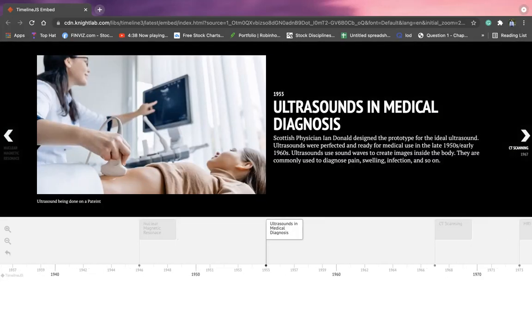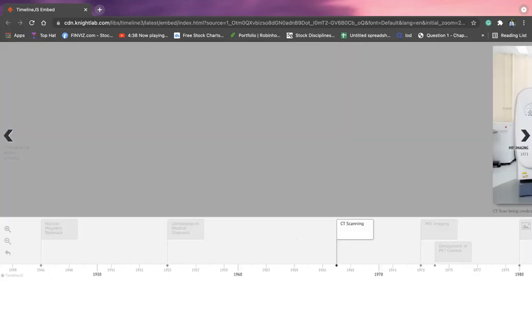And in the year of 1955, we have ultrasounds. So, as we probably know, ultrasounds are extremely common nowadays, but back in the day, they were created by Ian Donald, who is a Scottish physician, and he designed the prototype for the idea of ultrasound. But they weren't really medically usable until like the late 1950s or early 1960s, and they produced sound waves to create images inside the body, and they are commonly used to diagnose pain, swelling, infection.